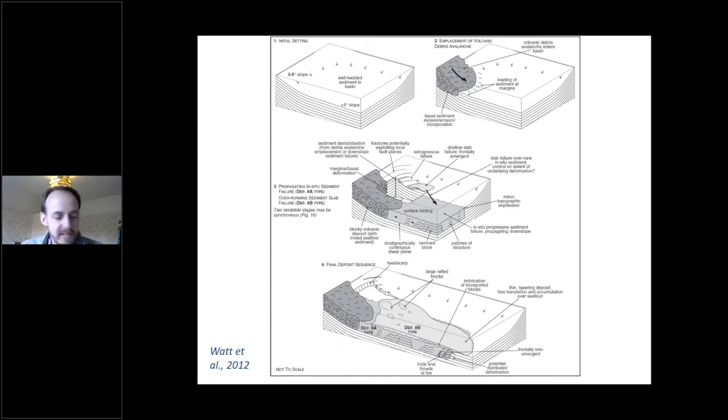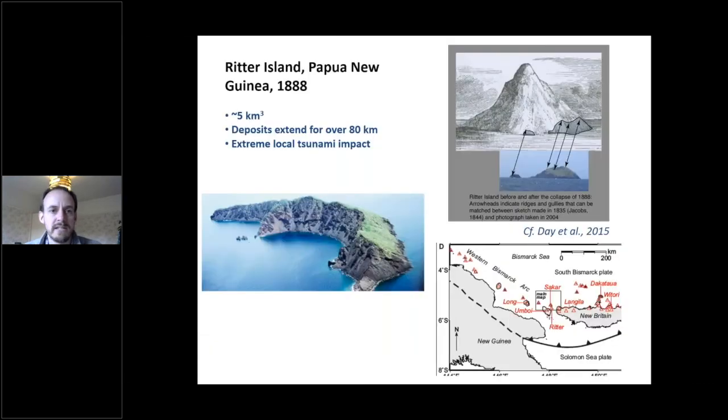Now, we've since found evidence of this in other settings, as I'll go on to show when we look at Ritter Island. Now, Ritter is a relatively small volcanic island in the Bismarck Arc north of the island of New Guinea, as you can see on the regional map here. It was better known in the 1800s, the site of fairly frequent subaerial eruptions, but in 1888, nearly all of that island disappeared in a single catastrophic collapse.